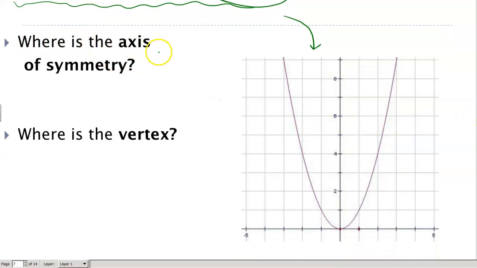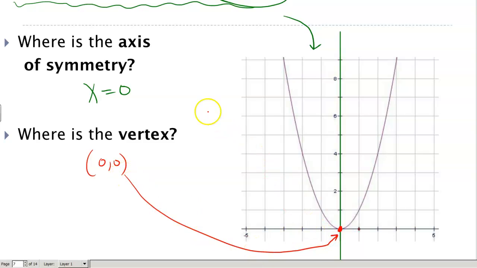The first thing in this parent function is, where is the axis of symmetry? Where is the line that divides this? We could look at this and say, okay, it's right down the middle. So when we don't add anything, the axis of symmetry is right down the middle, right at x equals 0. And where is the vertex of this parent function? Well, the vertex is going to be right here. In this case, it's the lowest point, and it's at (0, 0). So here's what we're talking about when we're talking about the vertex, and here's what we're talking about when we're talking about the axis of symmetry, basically that middle line.